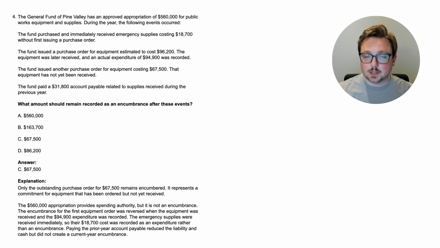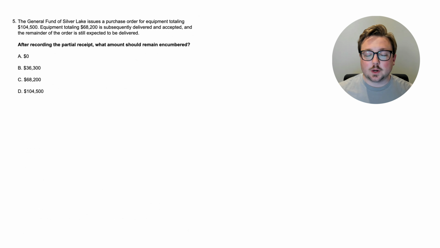Now let's go to question 5. All right, here we are at question 5. After recording the partial receipt, what amount should remain encumbered? So this is going to be a little bit different than what we've talked about so far, but I don't think it's too difficult. The general fund of Silver Lake issues a purchase order for equipment totaling $104,500. Equipment totaling $68,200 is subsequently delivered and accepted, and the remainder of the order is still expected to be delivered. So only some of it has been delivered.